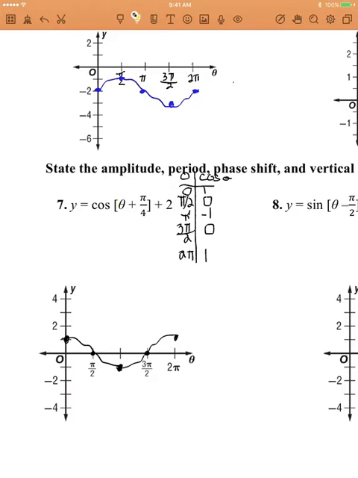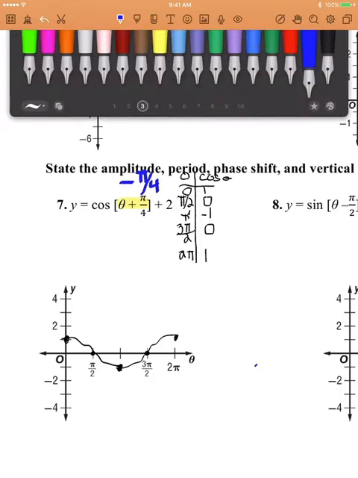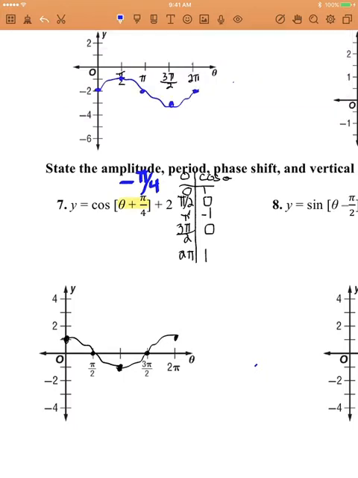So again, when we're going inside of the parentheses, that's going to be a phase shift. So what's going to happen is it's going to shift all of our values of theta by the opposite, so by minus pi over 4. So we're going to take all of our values of theta here, and we're going to subtract pi over 4 from them. So let's go ahead and go through this.